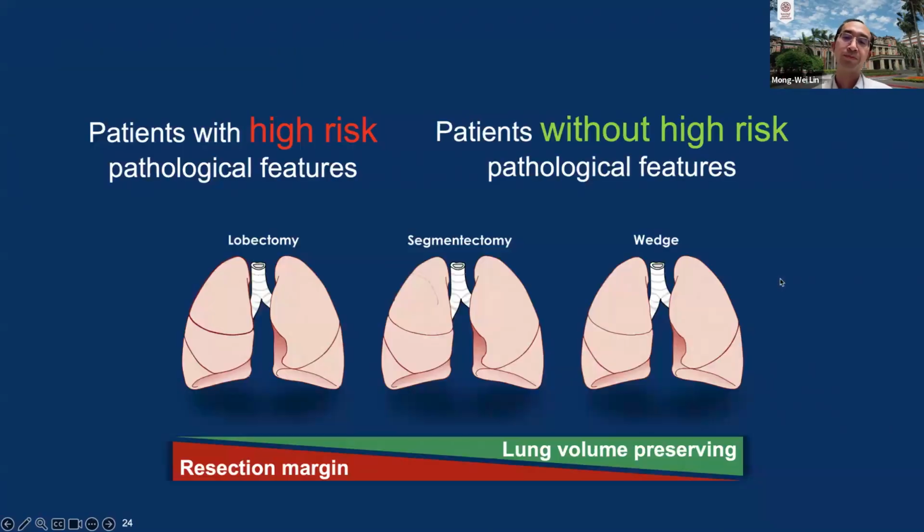Ideally, our surgical decision should be decided by the underlying pathologic feature, not just tumor size. For patients with high-risk pathologic features, we would prefer lobectomy to secure a wider resection margin. In contrast, if there are no high-risk features, a sublobar resection may be adequate, and it has the advantage of preserving more lung function.